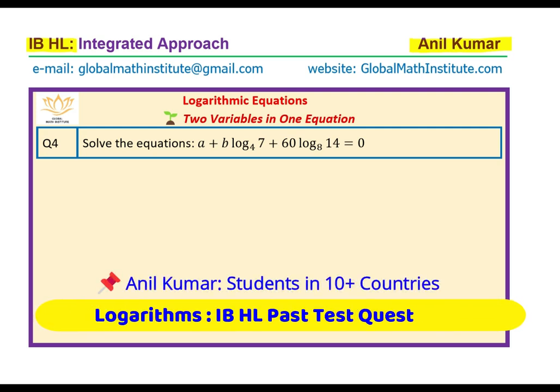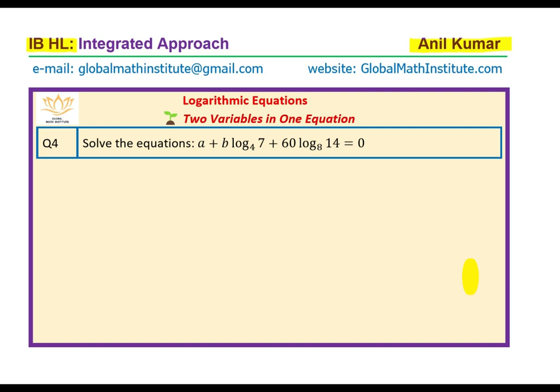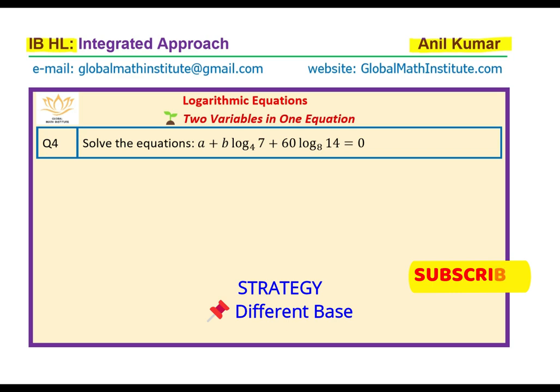I have selected some questions from past test papers, and I'm taking up small parts so that we break them down into bits and pieces and understand them better. In this video, we are going to solve an equation: a plus b log to the base 4 of 7 plus 60 log to the base 8 of 14 equals 0. It is actually not just solving the equation, it is to find the values of a and b.